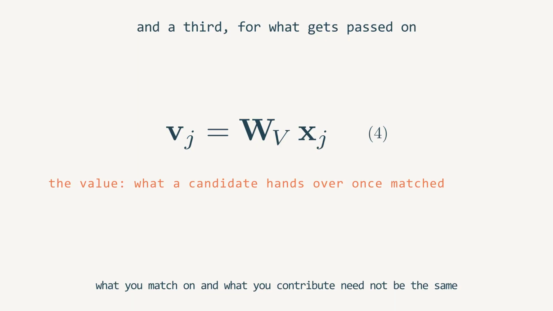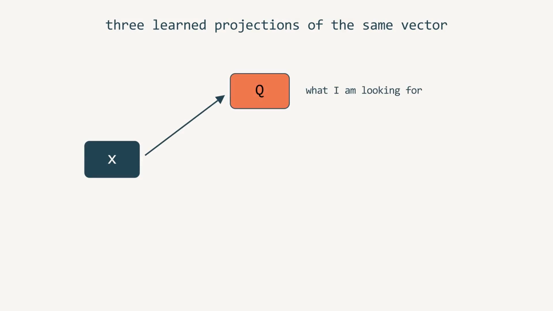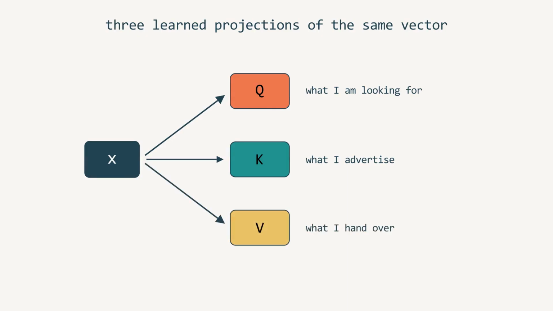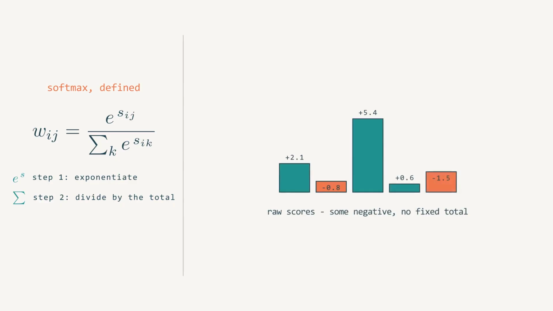So instead, a third learned projection. The value, what this position actually contributes when something attends to it. Three projections of the same input vector, three jobs. Query, what I'm looking for; key, what I advertise; value, what I hand over. That's Q, K, V, not arbitrary letters, three distinct roles that were tangled together in one vector and had to be pulled apart. One problem left with the weights, and fixing it needs a tool we haven't met, so let's meet it properly rather than waving at it.